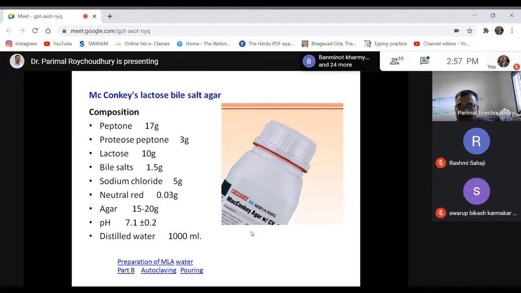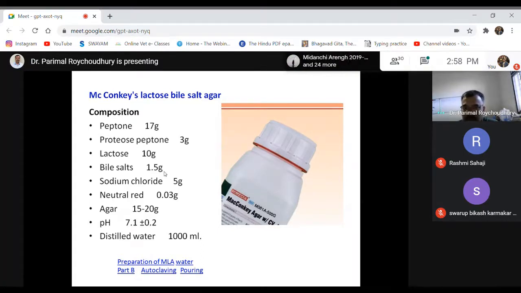And first thing is that this is again an example of selective media. Why? Because this media contains bile salt. Now you know in our digestive tract, in the duodenum, the bile comes from the liver and is poured in. So you won't get bile in the gastric mucosa, on the nasal surface, or in the mouth cavity. We never get any bile salt there. So bile is mostly present from the duodenum onwards.